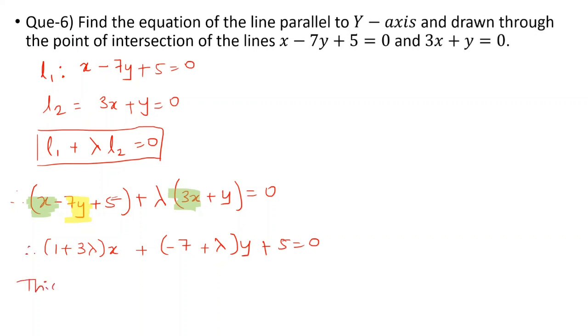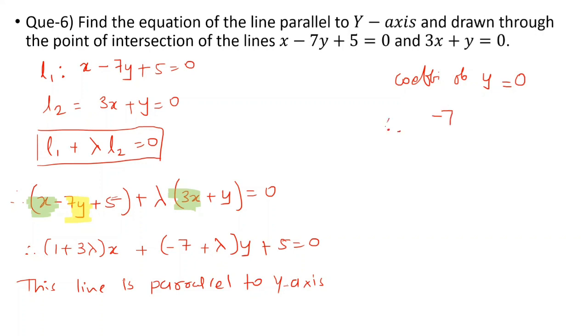This line is parallel to y-axis. If a line is parallel to y-axis, we can say that coefficient of y is equal to 0. So I can write the thing as minus 7 plus lambda equal to 0. So we will get lambda is equal to 7. So lambda was the unknown quantity in this equation number 1, right? And now it is known.